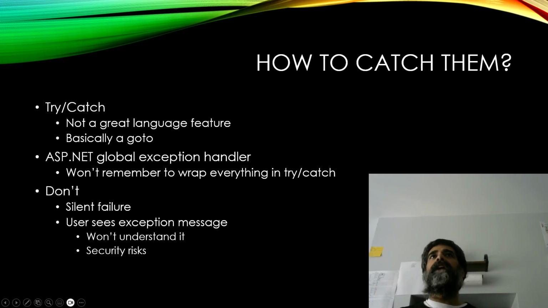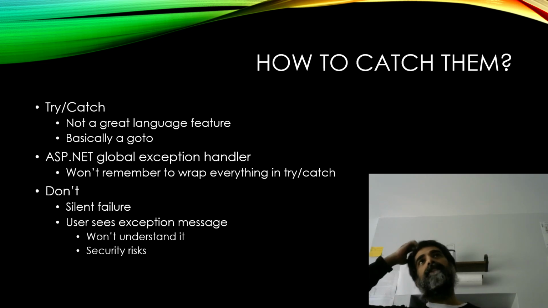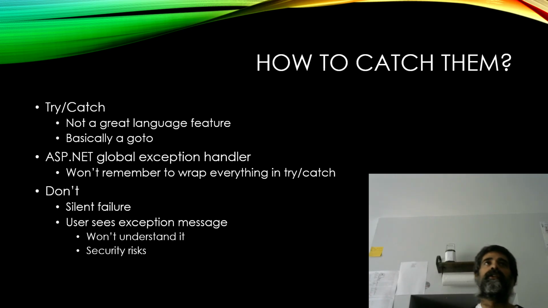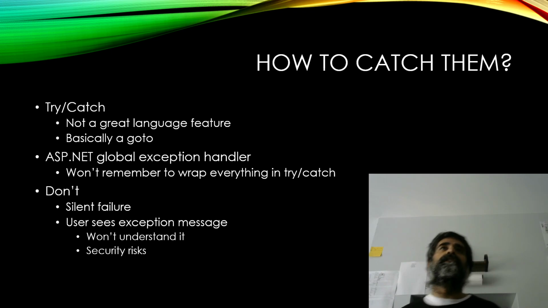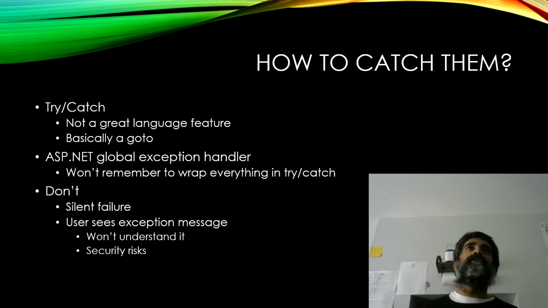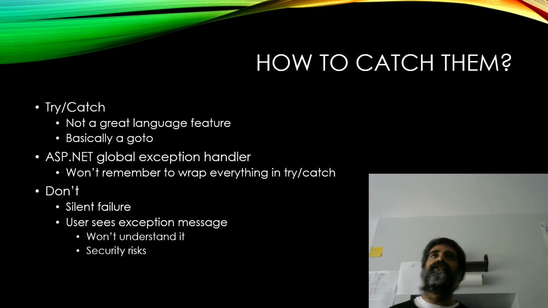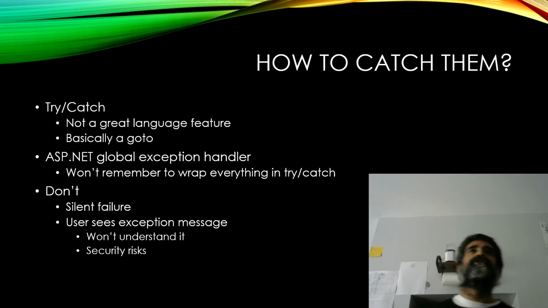So how do you catch exceptions? Well, one way is by using a try-catch statement. This is a feature of object-oriented languages where the catch block is a section of code that is run when an exception happens. In my opinion, that's not a great language feature because when it jumps to the catch block, that's basically a go-to.